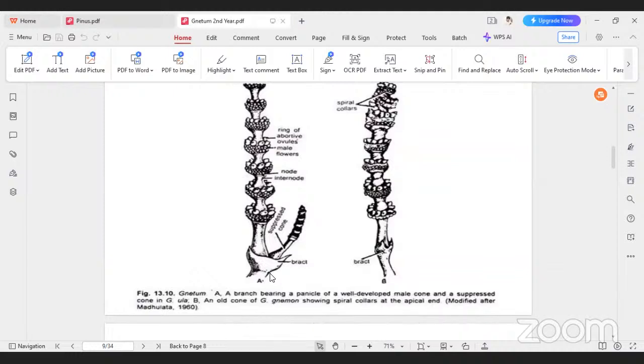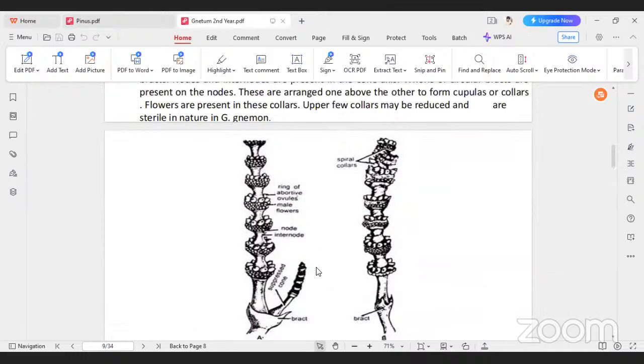Male cone. If you take a male cone, it has the axis. This is the axis. This axis is differentiated into nodes. This is a node, and this is also a node, and internode, node and internode. After differentiation into node and internode, each and every node is covered by bracts.